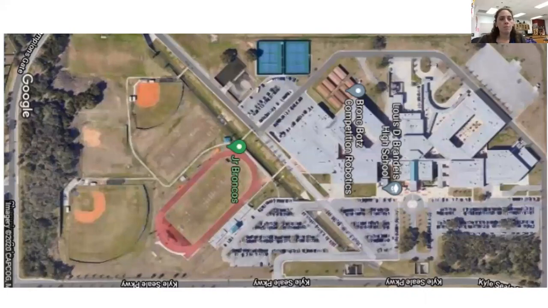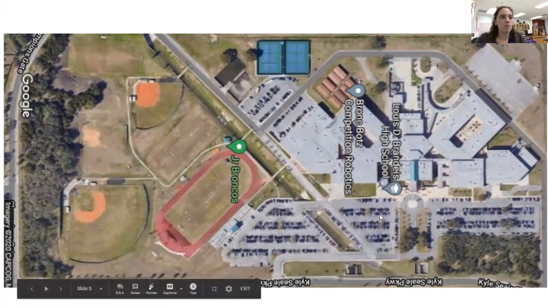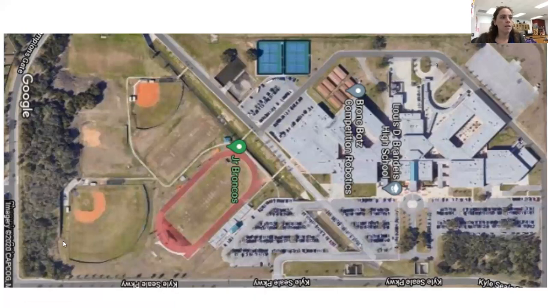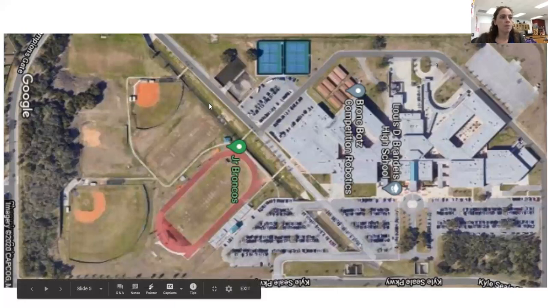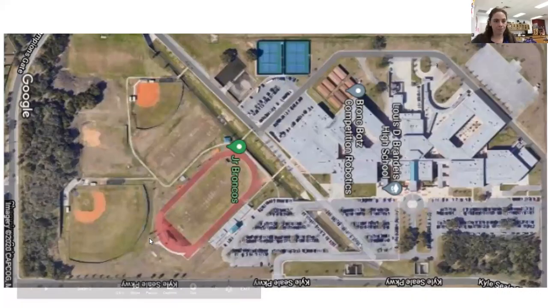So here's a picture of our campus from Google Maps. And we can see that we've got lots of buildings and impermeable surfaces. And then here are our permeable surfaces, a lot of our sports fields.